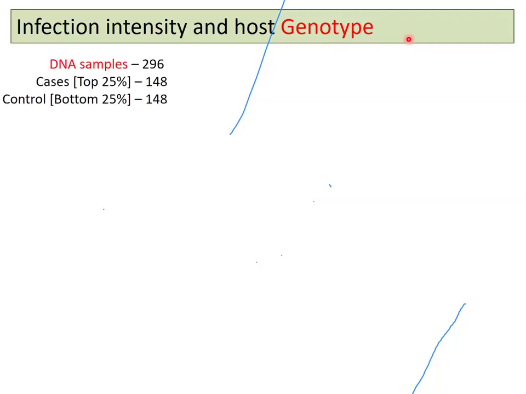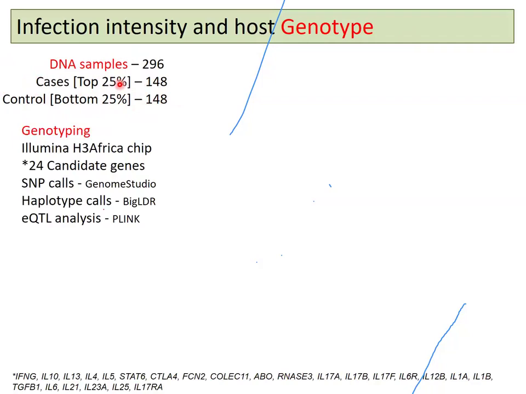So in order to do this, we obtained 296 DNA samples, which we categorized into cases based on the top 25% on the CAA test, and the bottom 25%, 148 samples of these, we categorized as the control samples. So for this, we did genotyping, and the design that we used was a case control study. We had cases, we had controls, and we genotyped the samples on the Illumina H3Africa chip.